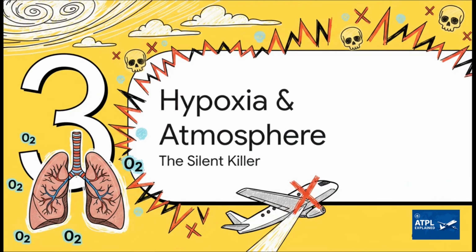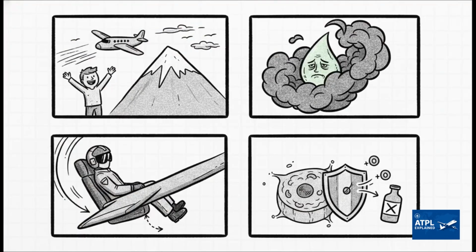Hypoxia and the atmosphere, the silent killer. Hypoxia simply means a lack of sufficient oxygen supply to the body's tissues. In aviation, there are 4 distinct types you need to memorize. First, hypoxic hypoxia. This is caused by low oxygen pressure at altitude. Your lungs are fine, but there simply isn't enough pressure to force the O2 into your blood.